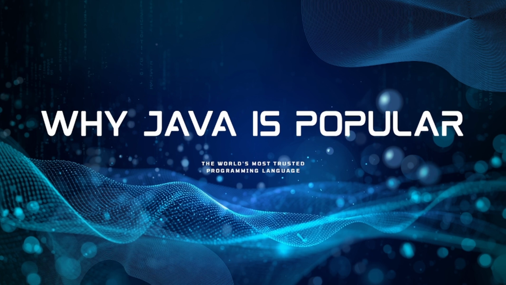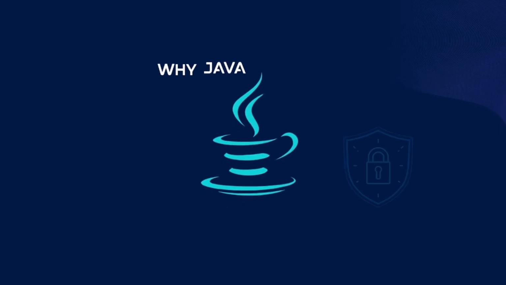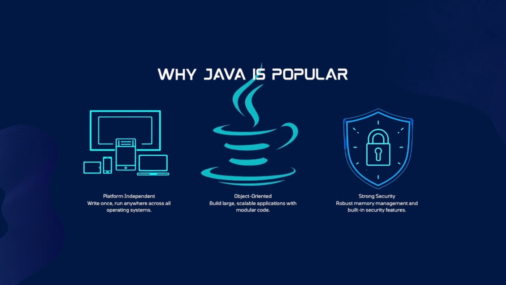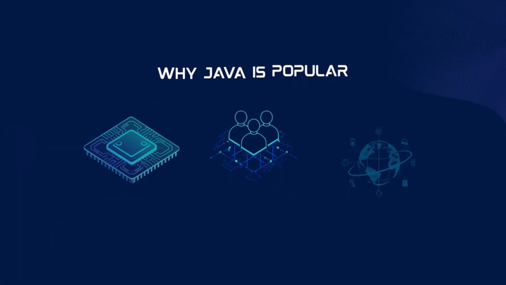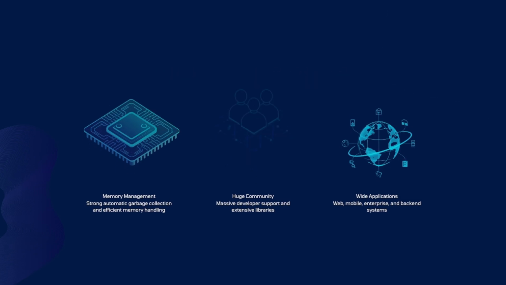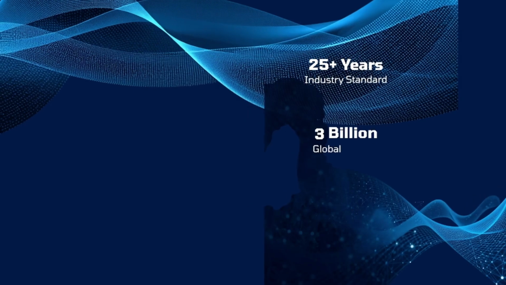Why is Java popular? There are several reasons why Java is widely used. First, it is platform independent. Second, it is object-oriented, which helps in building large and scalable applications. Third, Java has strong memory management and security features. Fourth, it has a huge community and is used in many areas such as web development, enterprise applications, mobile applications, and back-end systems.